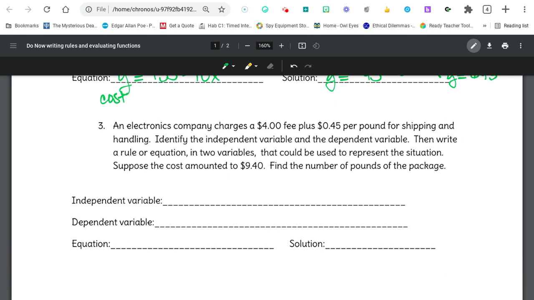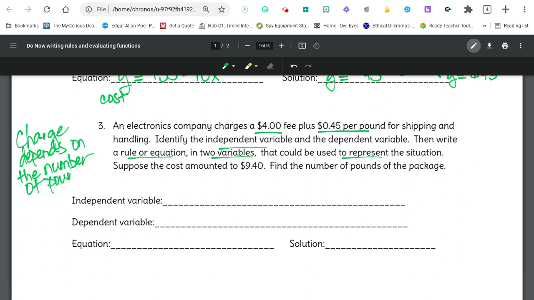All right, this is what you should have gotten. It says an electronics company charges a $4 fee plus 45 cents per pound for shipping and handling. Identify the independent and dependent variables, then write a rule equation in 2 variables with an X or a Y that can represent the situation. Again, the charge depends on, in this case, the number of pounds.